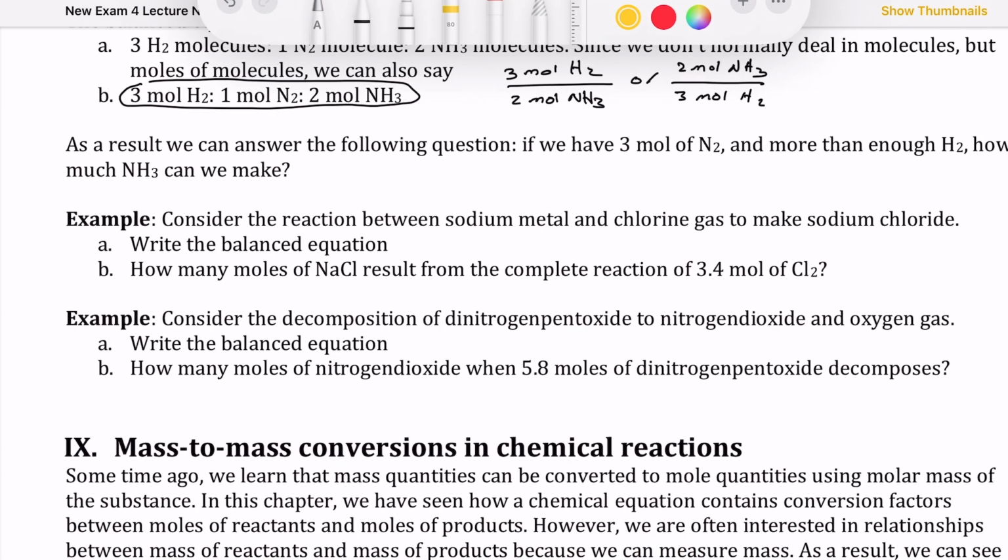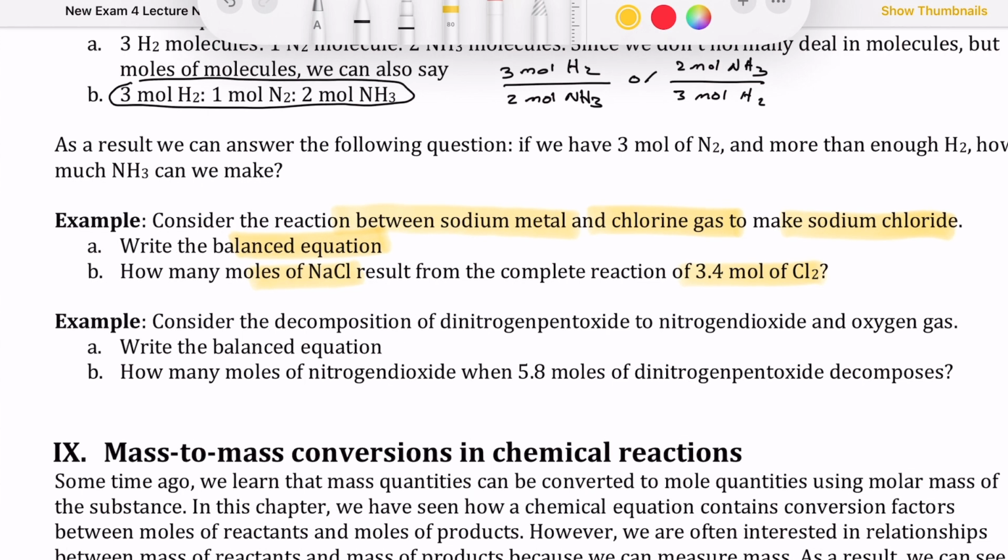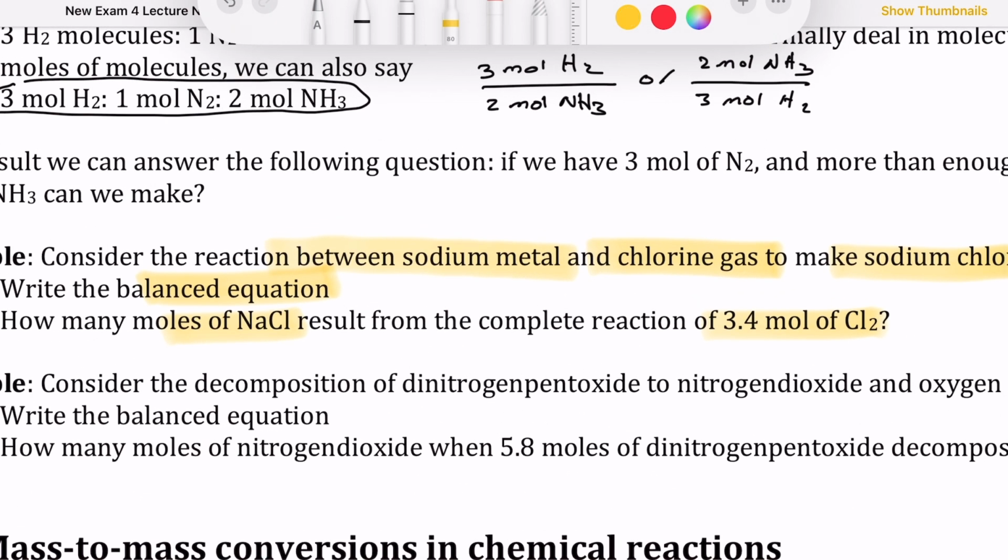Let's take a look at the first example here. On the top, it says, consider the reaction between sodium metal and chlorine gas to make sodium chloride. Write the balanced equation, and then how many moles of NaCl result from the complete reaction of 3.4 moles of Cl2? So let's write our reaction first.